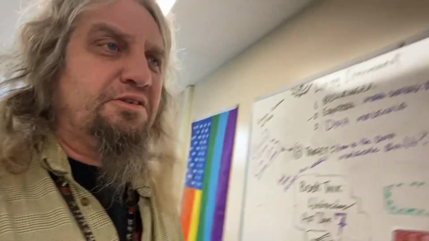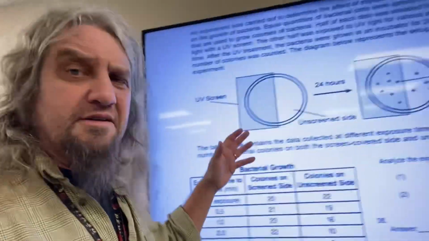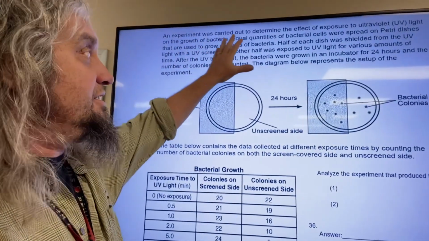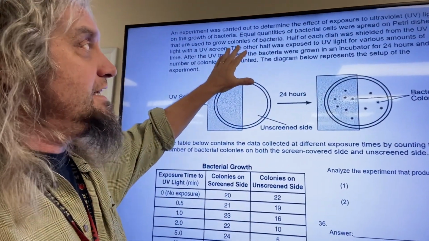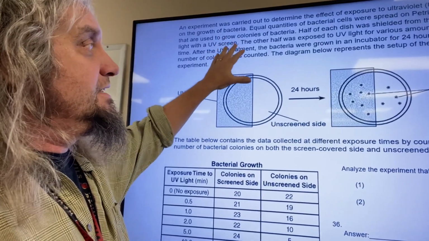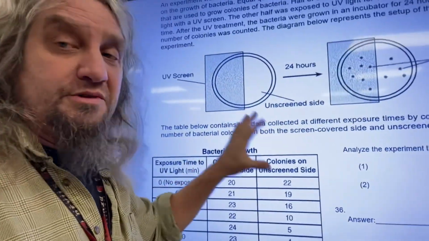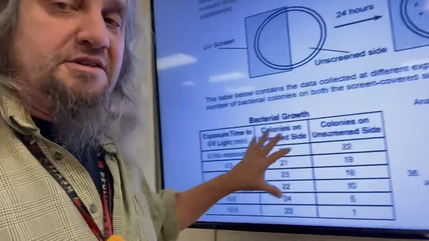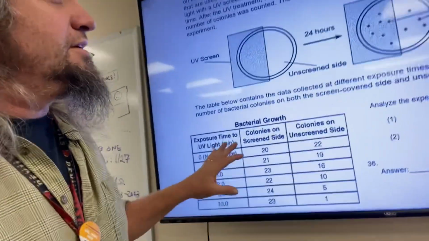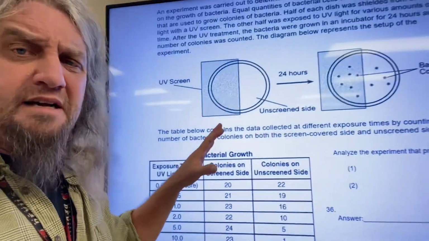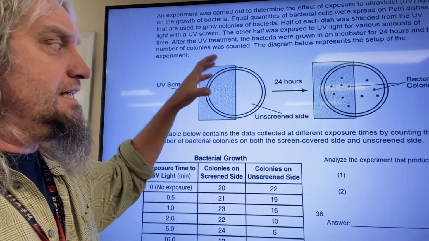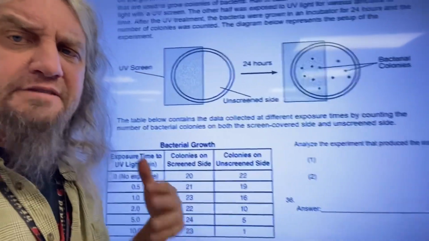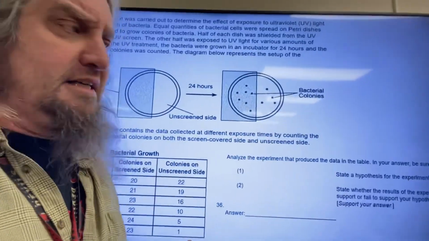Part 2, question 36 was this. A lot of reading in this question. An experiment was carried out to determine the effects of exposure of ultraviolet light on the growth of bacteria. Then it asked you to state a hypothesis and then state whether the results they gave you supported the hypothesis. Most of you were able to give me some kind of a hypothesis that ultraviolet light was going to affect the growth of bacteria, but you have to be specific. You've got to say whether it's going to affect it positively or negatively.